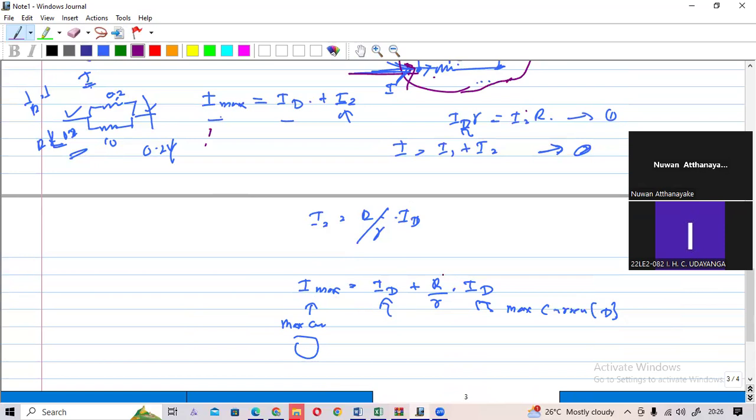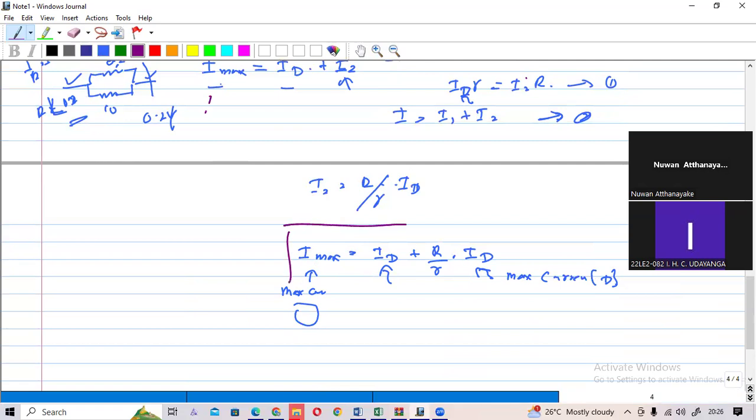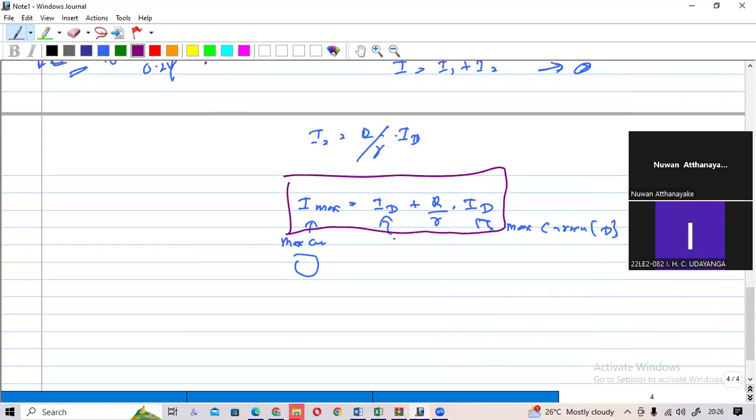So this equation is also important. What is the use of this equation? Using this equation, you can upgrade your D'Arsonval setup to any preferable maximum current. You can upgrade your D'Arsonval setup to measure any preferable maximum current.